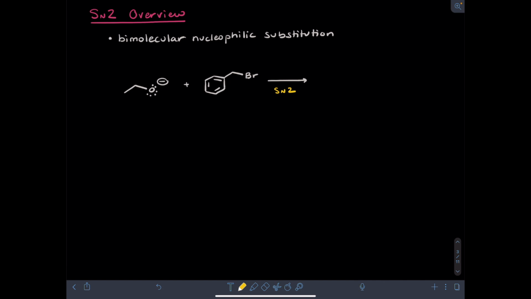In the SN2, there is simultaneous nucleophilic attack and loss of the leaving group. This would generate an ether product with a new carbon-oxygen bond. Notice that upon the substitution reaction, the anionic oxygen is converted into a neutral oxygen.